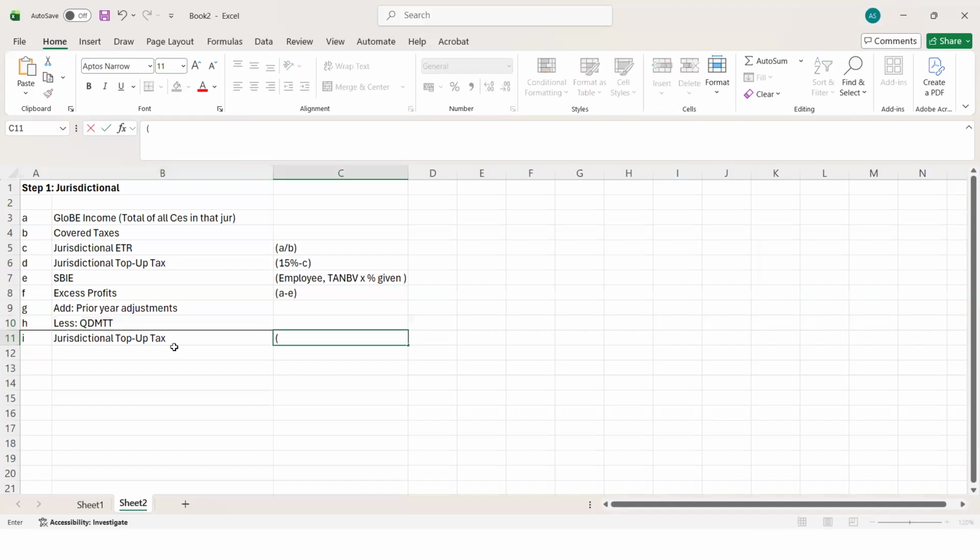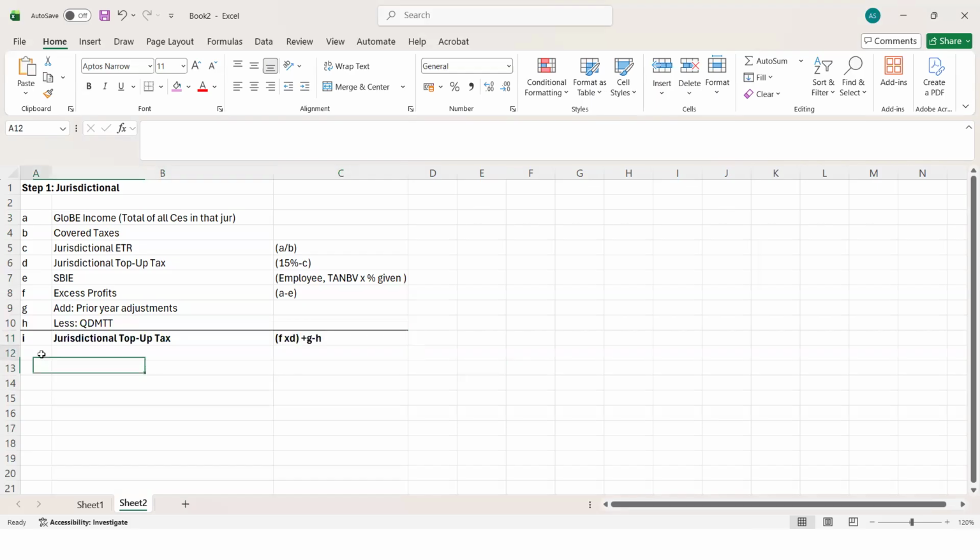This is nothing but F into D plus G minus H. Any doubts in the formula, guys? Yes, I will get the jurisdictional top-up tax. Now, once I get the jurisdictional top-up tax, then I will divide it in the ratio of the jurisdictions. What all jurisdictions are there?